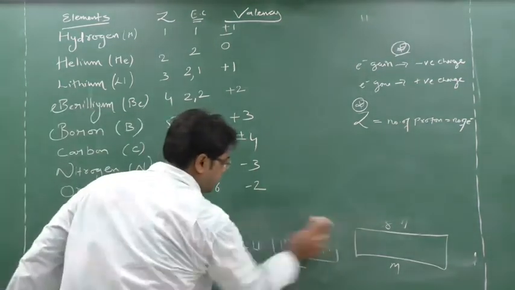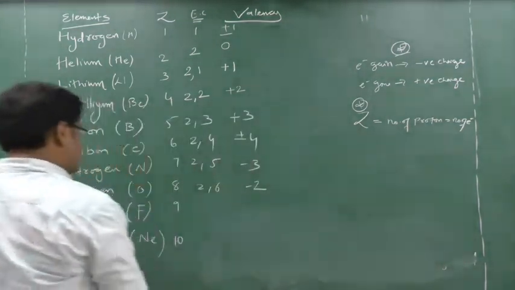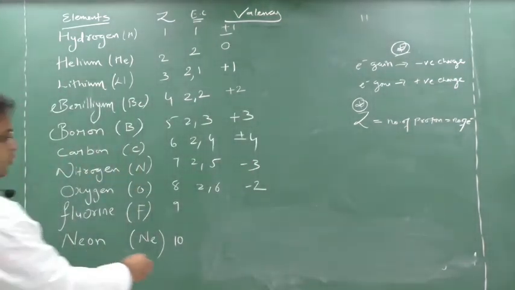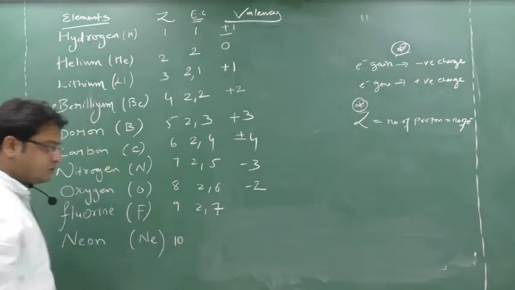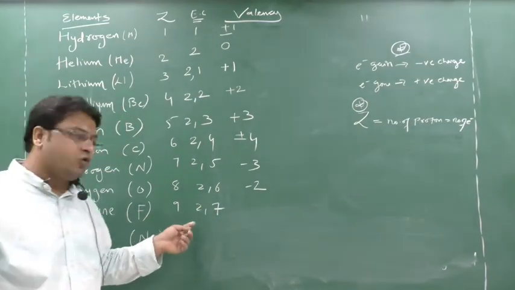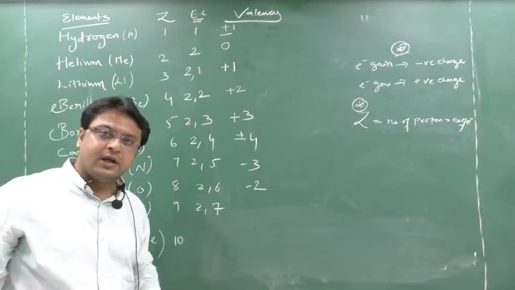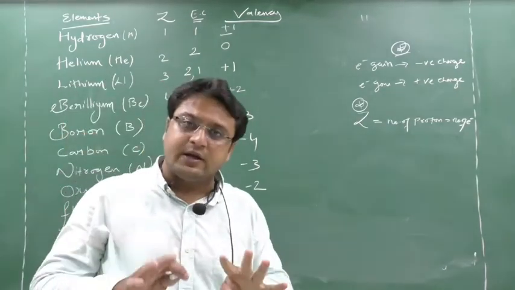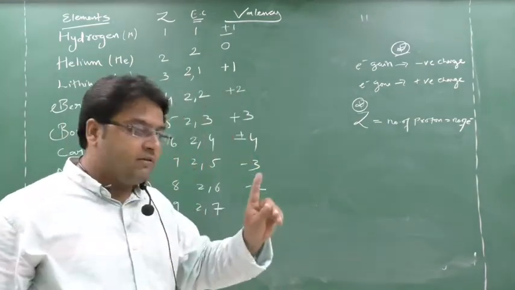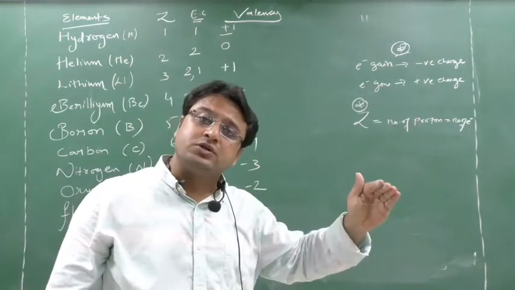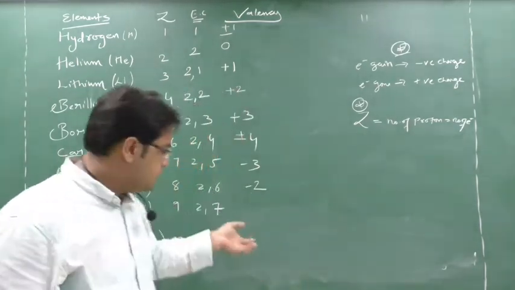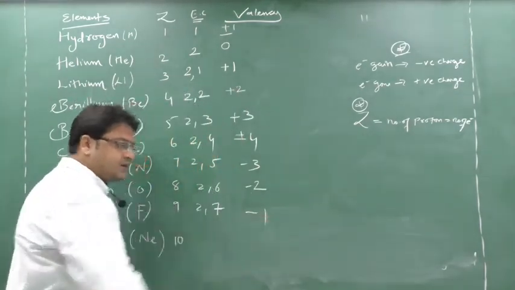Clear the story now? I hope you have understood now. Clear? Now similarly see here. Fluorine means 2, 7. Yes or no? First room 2 satisfied. Second room 7. In the second room required how many? 8. How many are there? 7. So these 7 will try to get 1 more or they will lose. They will try to get 1 more. So when they get 1 more, here minus 1.